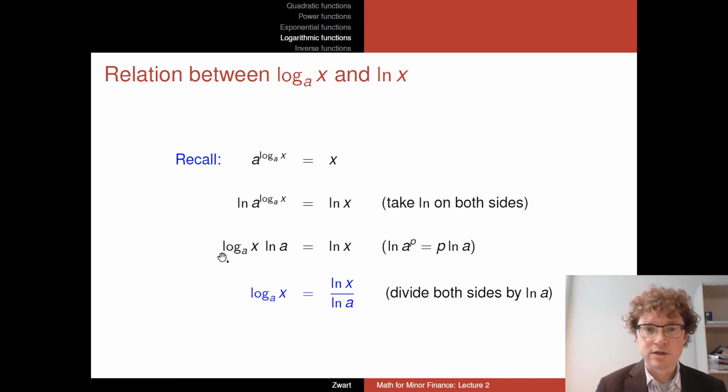And now we're almost done, because this is the a log of x times the natural log of a equals the log of x. So just divide both sides by this natural log of a. What remains is the a log of x equals the natural log of x divided by the natural log of a. So there's a direct relation between the a log and the natural log, just a scaling relation. Essentially, you have to scale by the natural log of that new base that you were interested in, this number a. Okay, so that's the relation. If you know that, basically you can always convert one into the other.